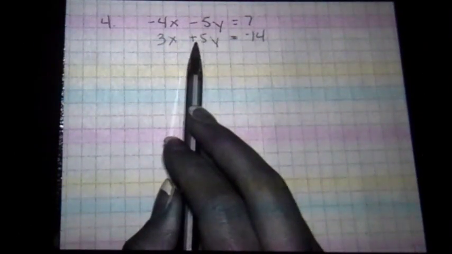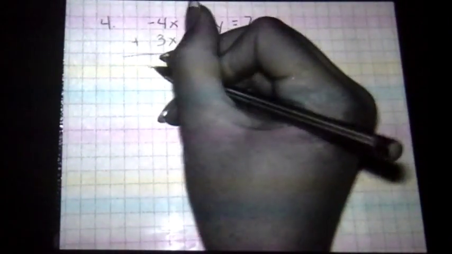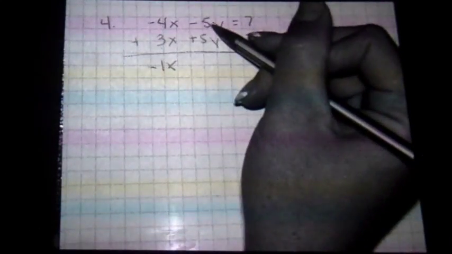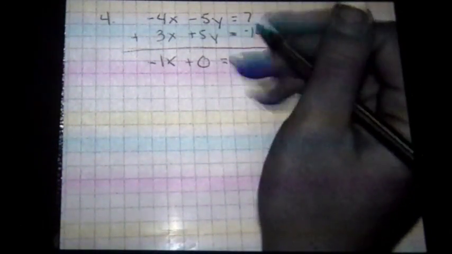So I don't need to subtract like I did for question number 2. I'm going to actually just continue to add this. So when I say -4x plus 3x, I get -1x. I have -5y plus 5y, which just gives me 0. And I have 7 minus 14, which is just going to give me -7.